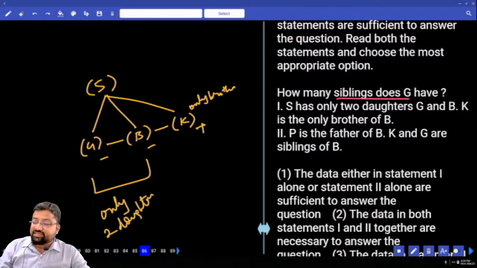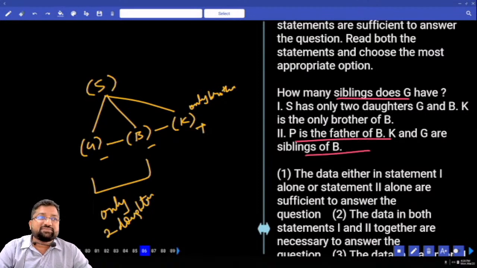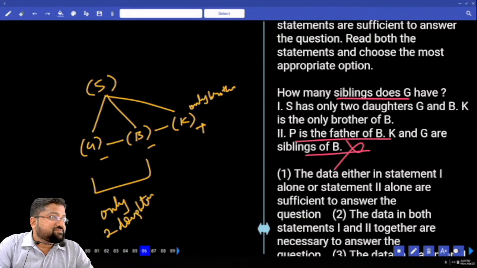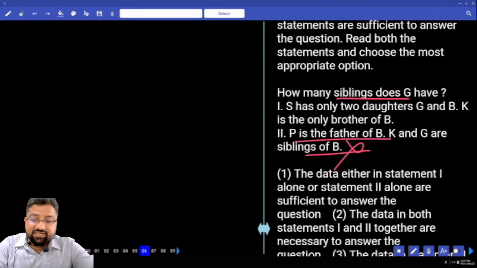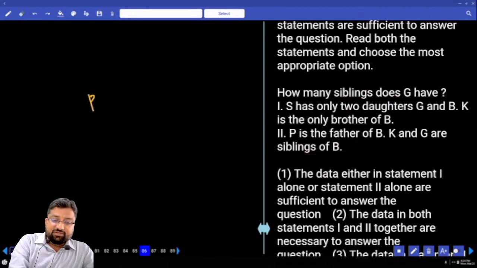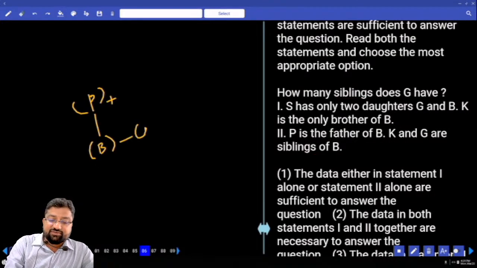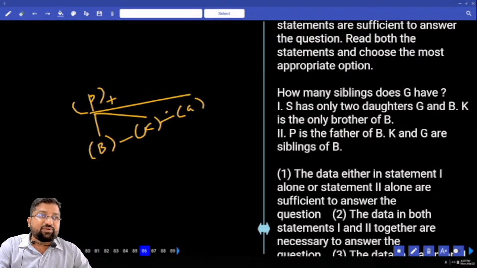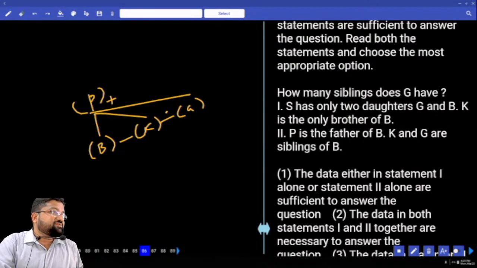Next question: do you see the word "only" anywhere? Directly mark it wrong. Don't be afraid, I'm telling you. Even if you try, you will not get the answer, check if you like. P is the father of K and G, who are siblings of B. According to this, P has how many children? 3 children. But are these 3 the only children of P? Or does P have more than 3 children?